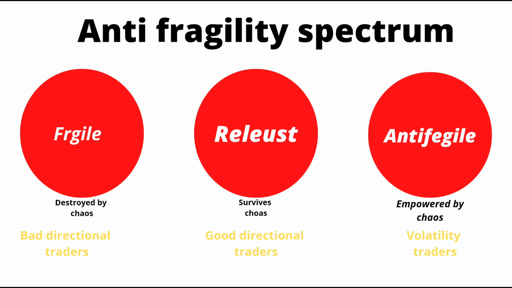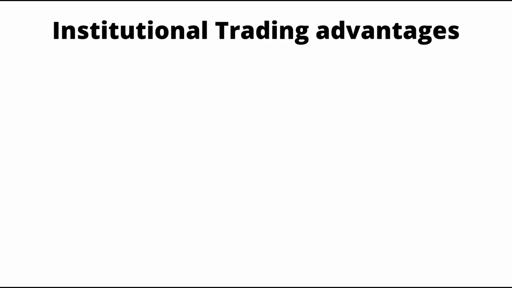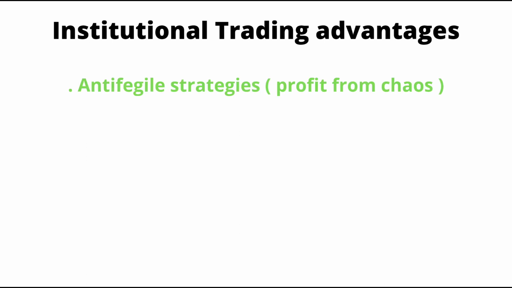It's much easier to rely on shocks than it is to rely on the absence of shocks. That's why volatility traders have an edge over directional traders. That's why institutional traders like bank traders negotiate volatility through the derivatives market. Learning institutional trading has several advantages. Like I said previously, one of the major advantages is that the derivatives and the way the institutional traders operate are antifragile, meaning that you can profit when the chaos hits the market.